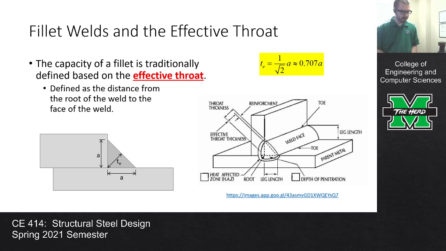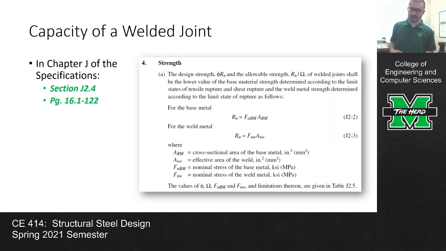Okay. All right. Now, let's talk about the capacity of a welded joint. I want to preface this, and all I can do is apologize. We're going to be hopping around the manual back and forth a little bit today, so that's going to happen. Fortunately, we are going to restrict ourselves to Chapter J of the spec. So if you turn to Chapter J, specifically Chapter J2, the section on welds.